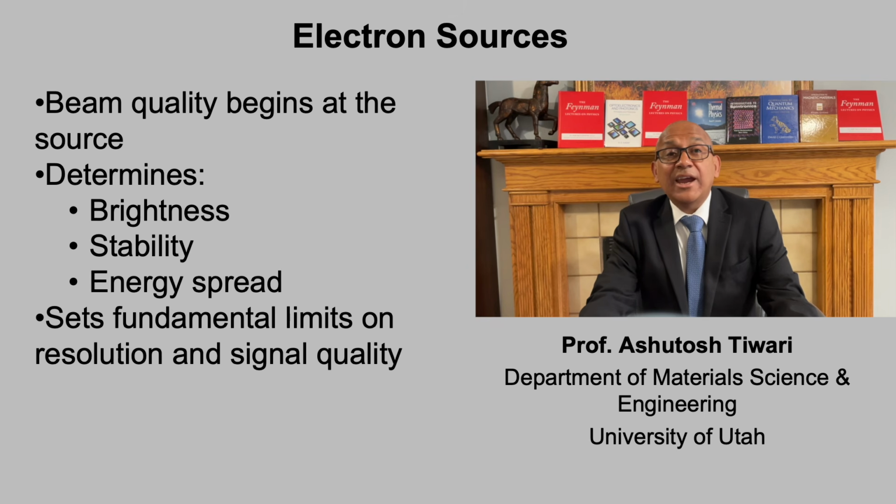While lenses and operating conditions can shape and refine the beam, they cannot compensate for fundamental limitations imposed by the source itself. For this reason, the electron gun sets the upper performance limit of the SEM and plays a central role in determining what level of resolution and image quality is achievable.